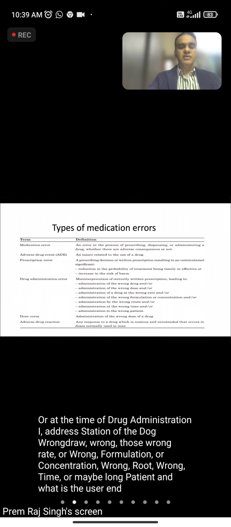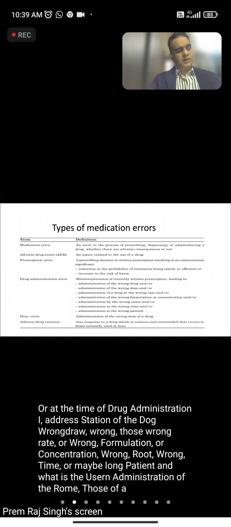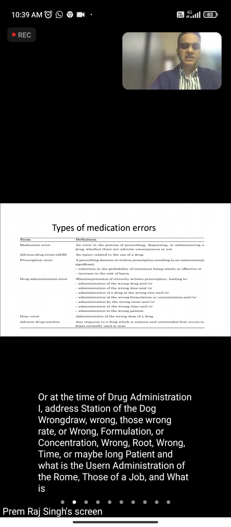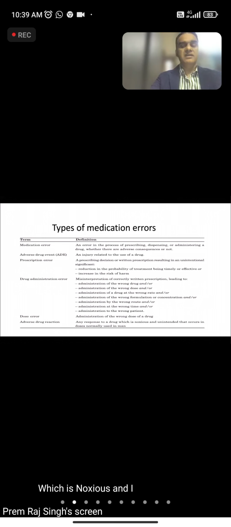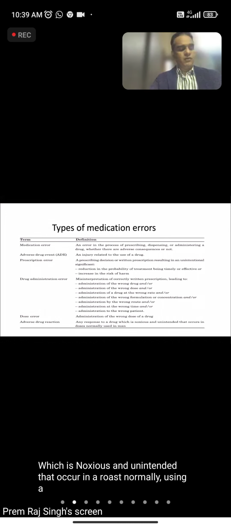And what is dose error? Administration of the wrong dose of a drug. And what is adverse drug reaction? Any response to a drug which is noxious and unintended and that occurs at a dose normally used in man for prophylaxis, diagnostic or therapeutic use.